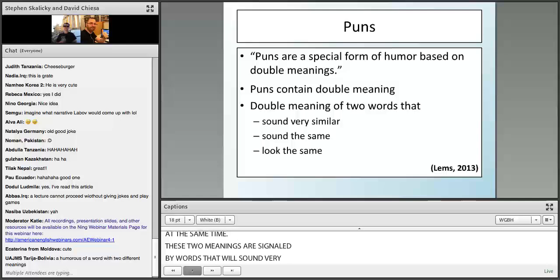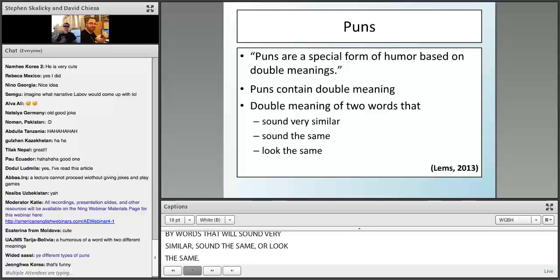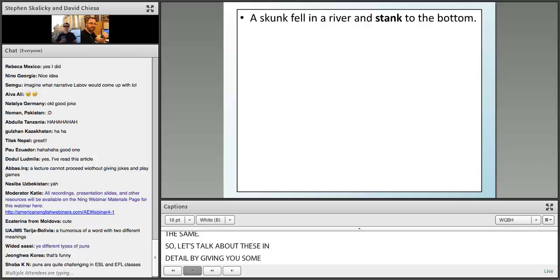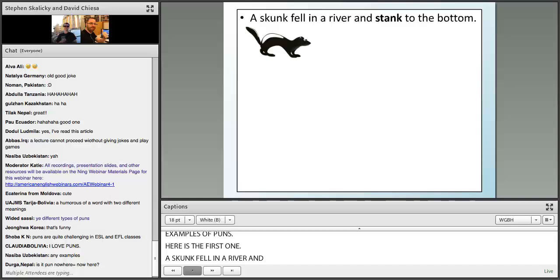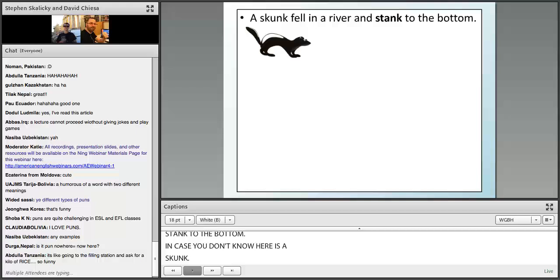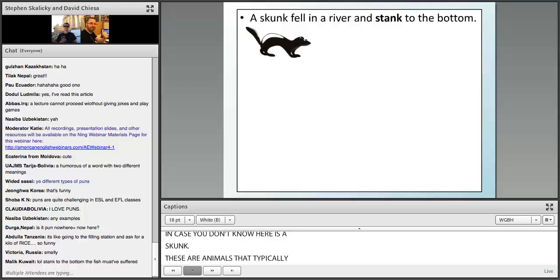So let's talk about these in detail by giving you some examples of puns. Here is the first one. A skunk fell in a river and stank to the bottom. In case you don't know, here's a skunk. These are animals that typically are known to spray a very bad smelling scent. So they stink. They're very stinky.